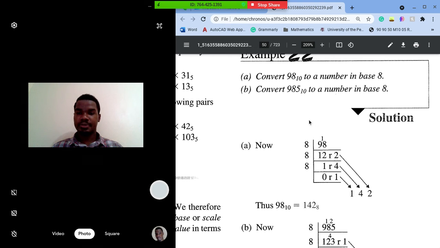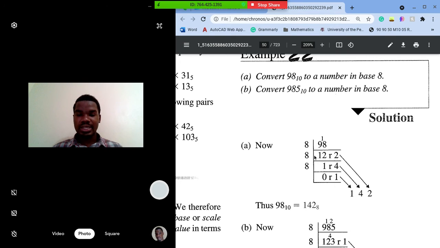Yesterday, right? Anybody recall what we said? 8 into 98 goes how many times? 12 times, right? And then we said, okay, when it goes 12 times, that gives you 8 times 12, which is 96. So that's a remainder of 2 to get to 98. Everybody recall that?